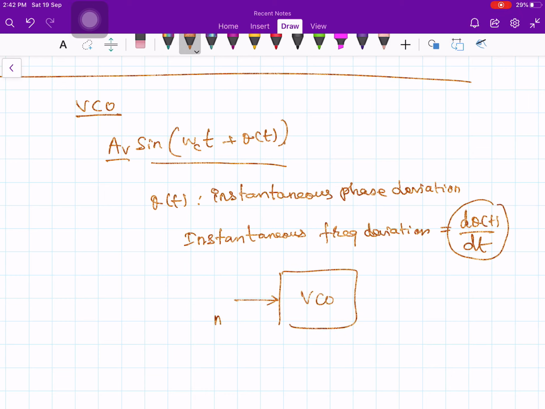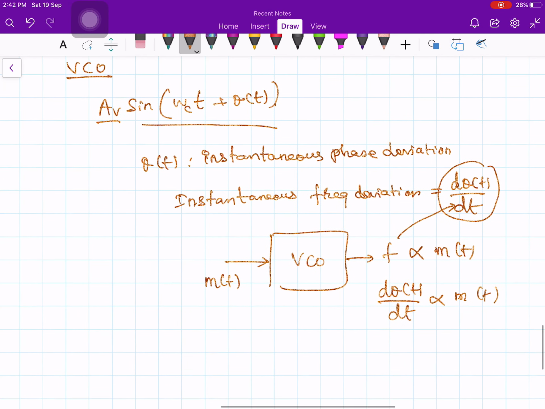This is my m of t. My output frequency must be proportional to what? My m of t. What is f here? F is nothing but this one, instantaneous frequency deviation. Therefore, d of theta of t by dt must be proportional to m of t.